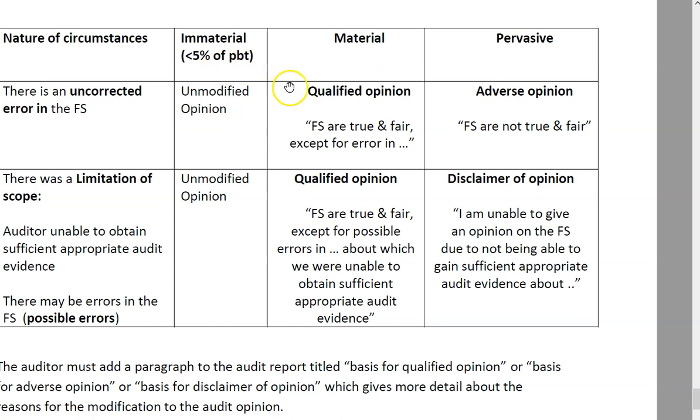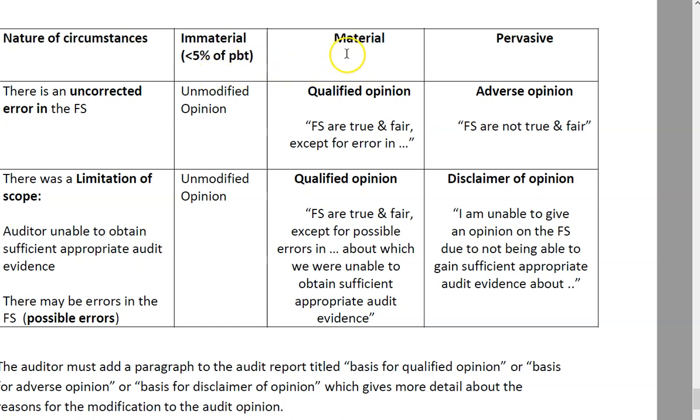Depending on the size of the error, it's either immaterial if the error is less than 5% of profit before tax. That measure of materiality is what we use quite commonly, but it's not suitable for every circumstance. I've looked at materiality in other screencasts, so I'm not going to go into it much here. I'm just going to use the 5% of PBT. It's material if the error will affect the decision of a user of the financial statements, if the error is greater than 5% of profit before tax.